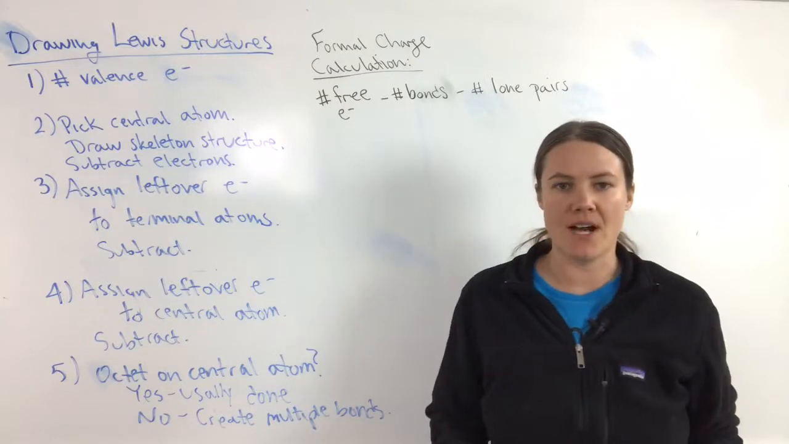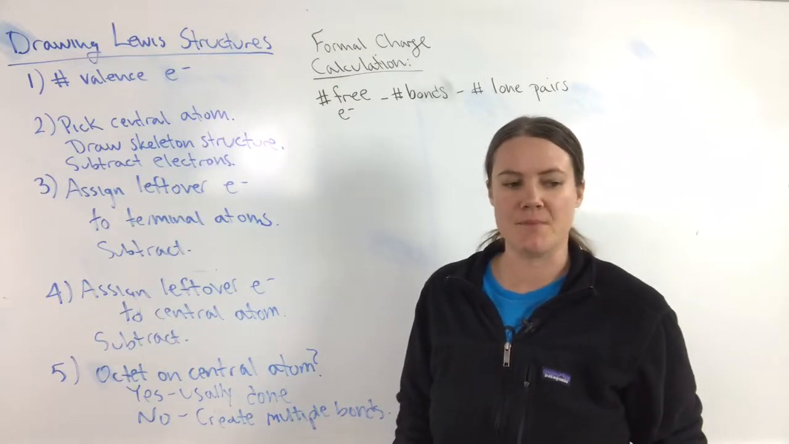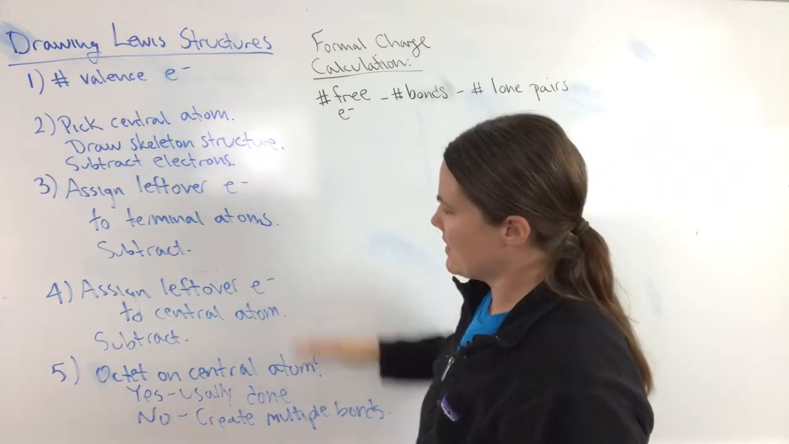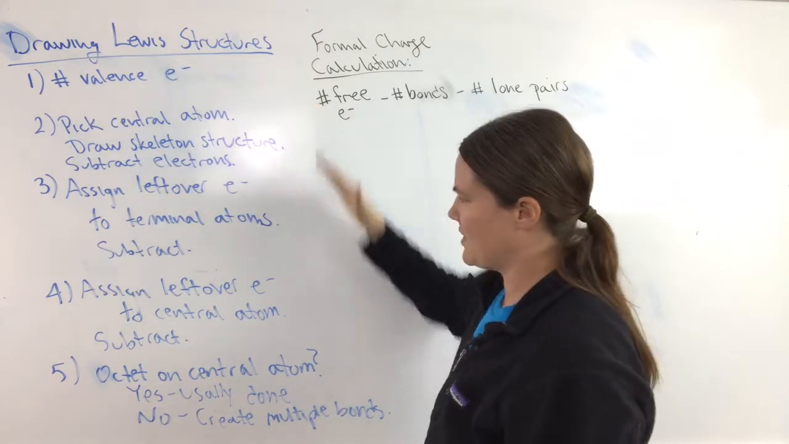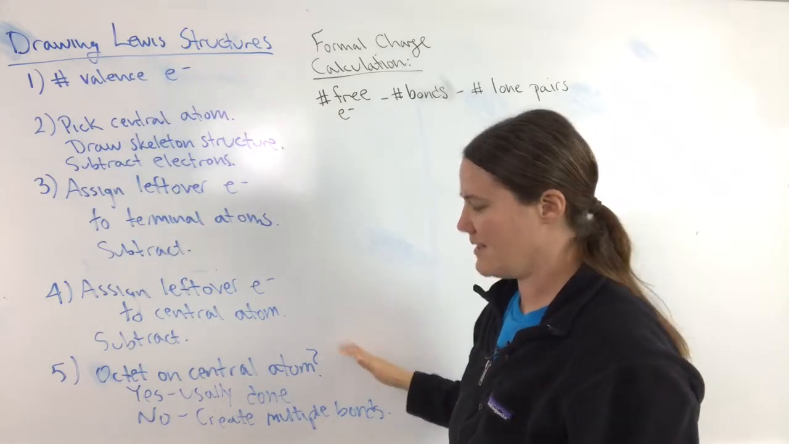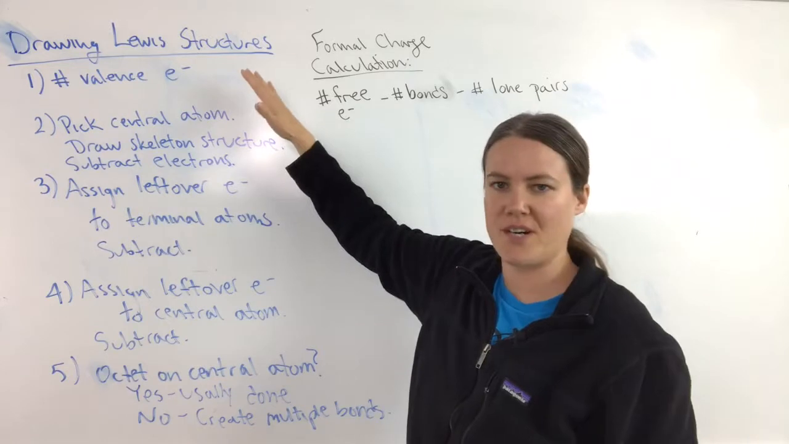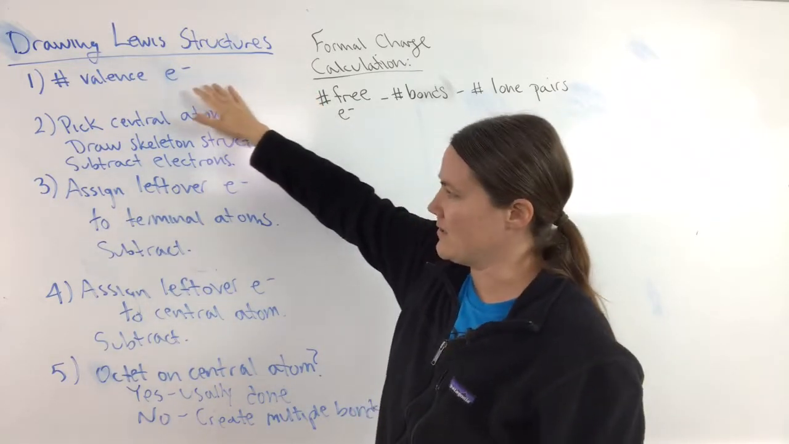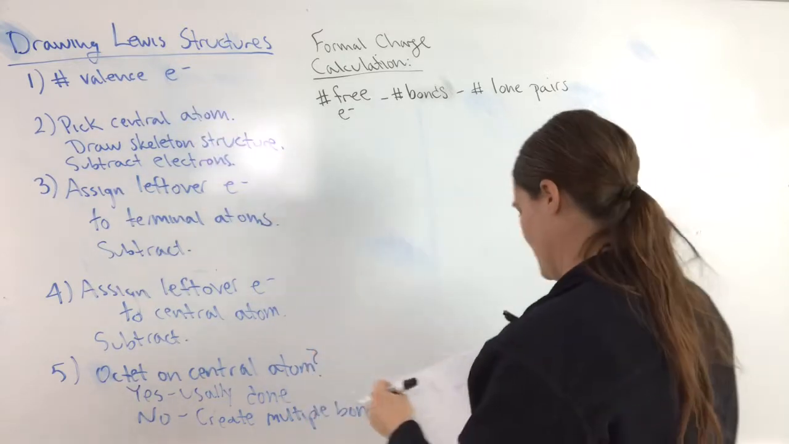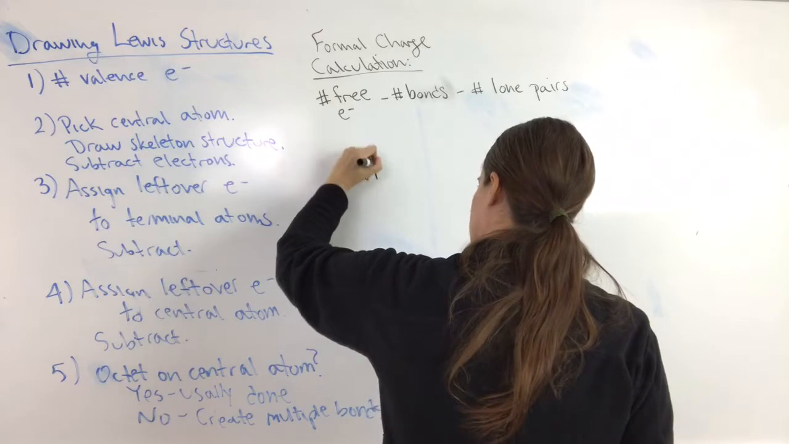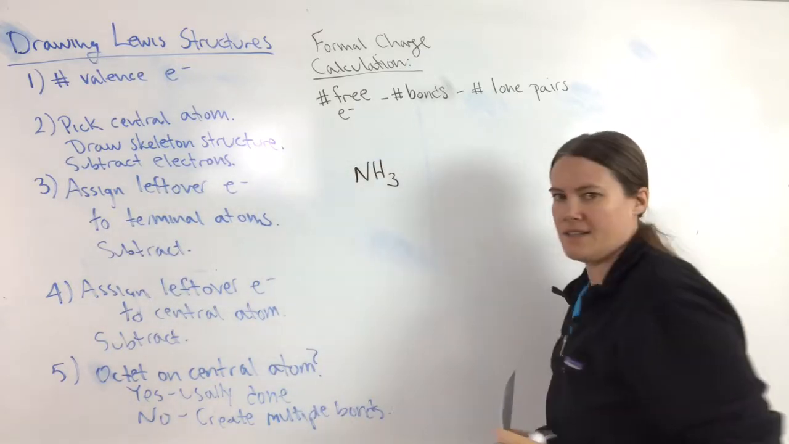In this video, I'm planning on going over some examples of how to draw Lewis structures. There are a few rules or steps for drawing Lewis structures, and if you go through these steps, you're going to end up with the correct structure most of the time. I think it's easiest just seeing some examples.